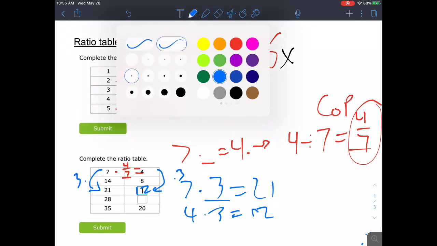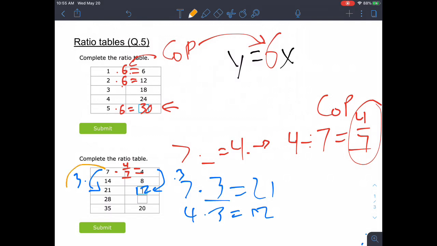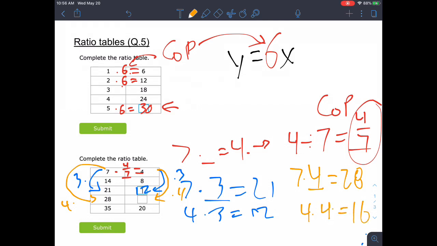And then I do the same thing, but I have to figure out the other number. 7 times what is 28? Oh, times 4. So 7 times 4 is 28. I didn't mean to write 7 times 4. I meant to write, if that's what it is on the left side, then on the right side, 4 times 4 is 16. So I get both of those entered, and I hit submit.